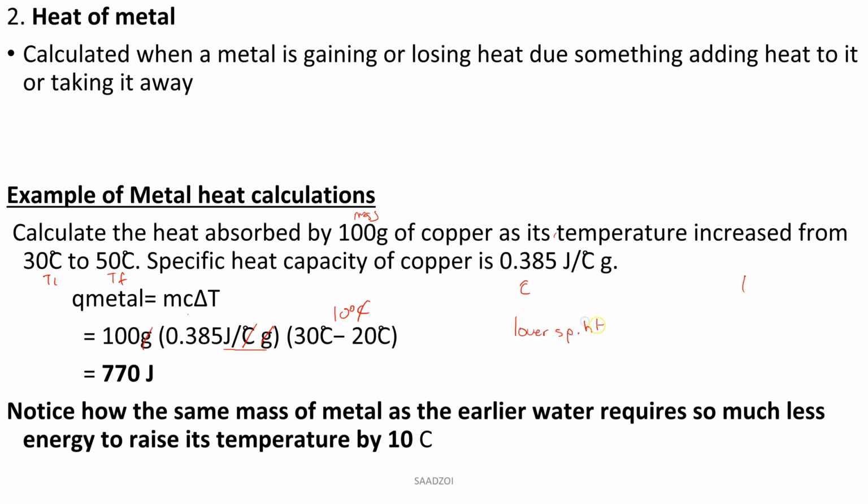the lower the specific heat, the greater the change in temperature. Whether it's up or down, it's just going to experience a greater change in temperature. It's going to lose heat the most. It's going to absorb heat the most. So in this situation, it absorbed the heat very well, so much so that it only took 770 joules to make it go up by 10 degrees, whereas the water required 8360, which is about 9 to 10 times more energy. So that's an important detail to note.